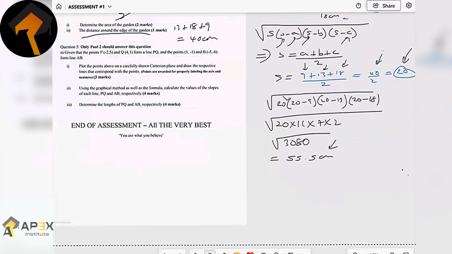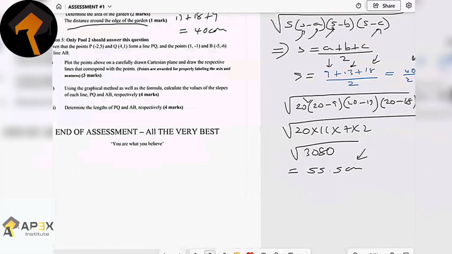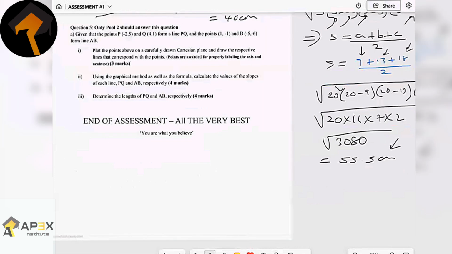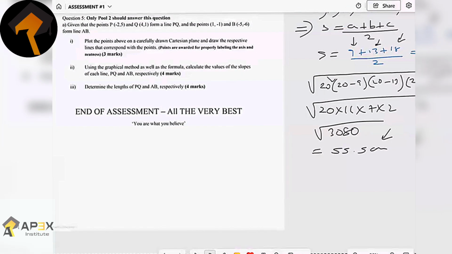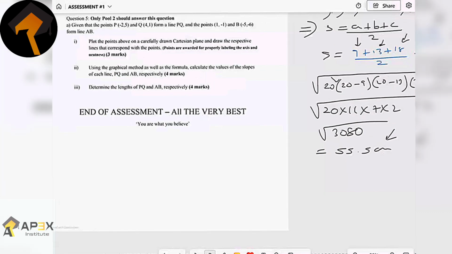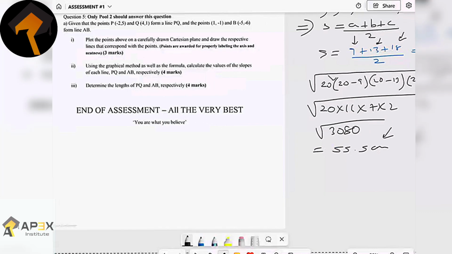Given that the points P, -2, 5, and Q, 4, 1 form the line PQ. So basically, these two points form the line PQ. And then we have these two points here that form the line AB. So we also introduced the concept of graphing.